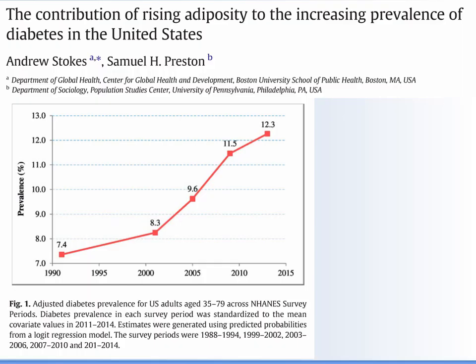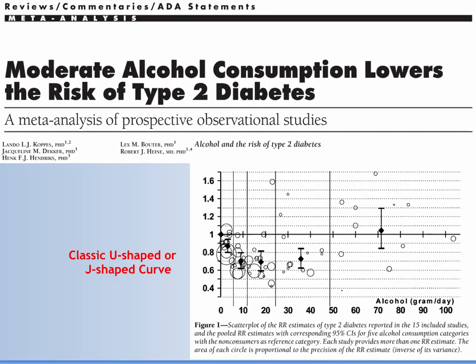We also know that diabetes is exploding in the U.S. Rising prevalence in the last several decades. You can see here the trend increasingly positive over the years. Latest estimates are somewhere around 14% prevalence of diabetes in the U.S.